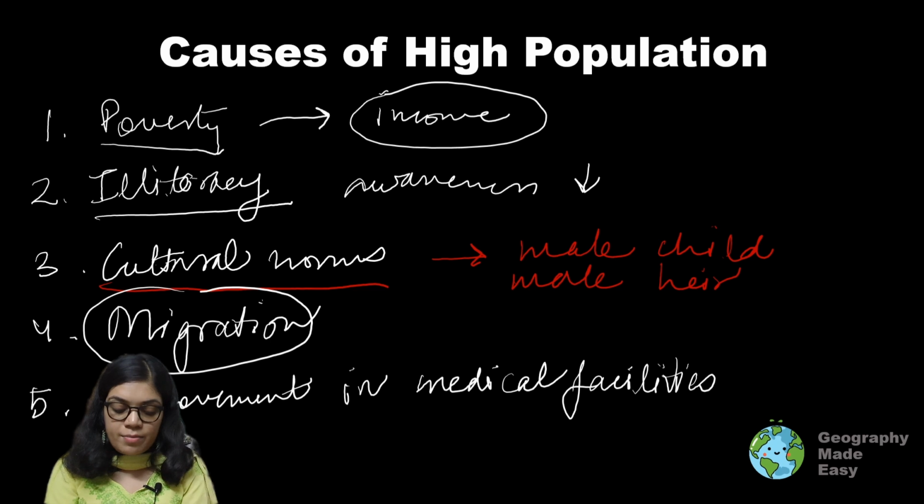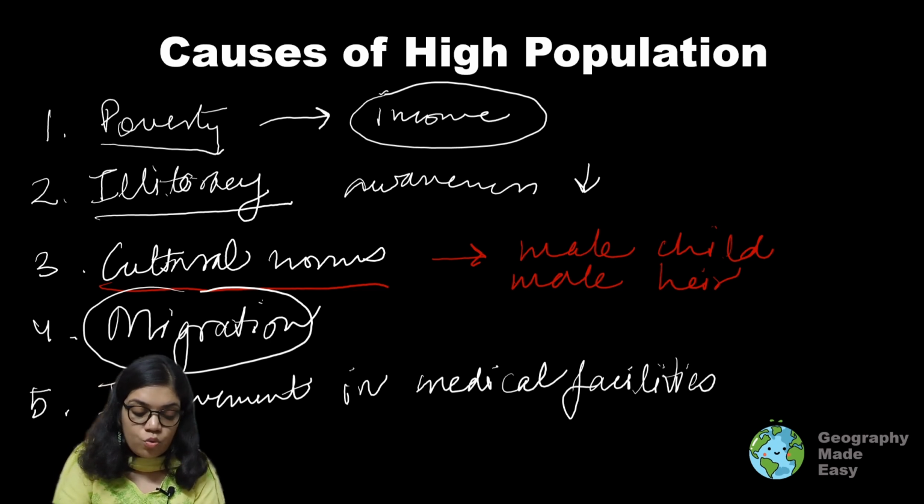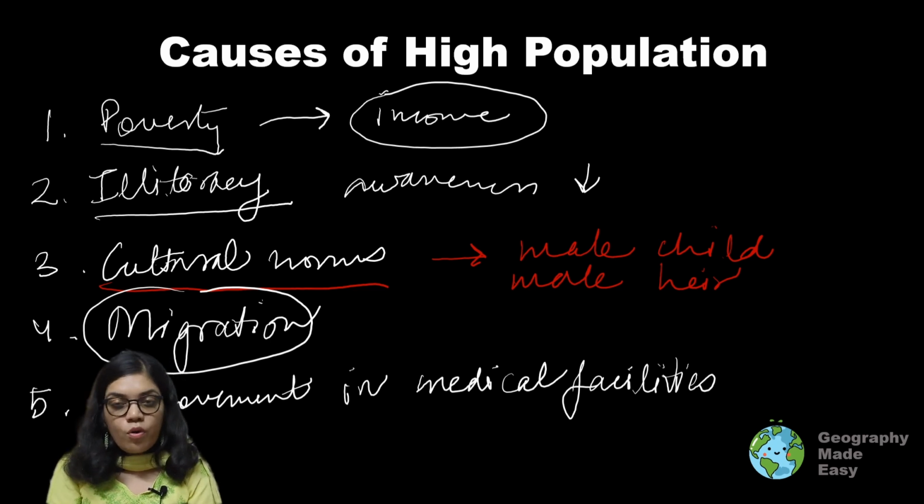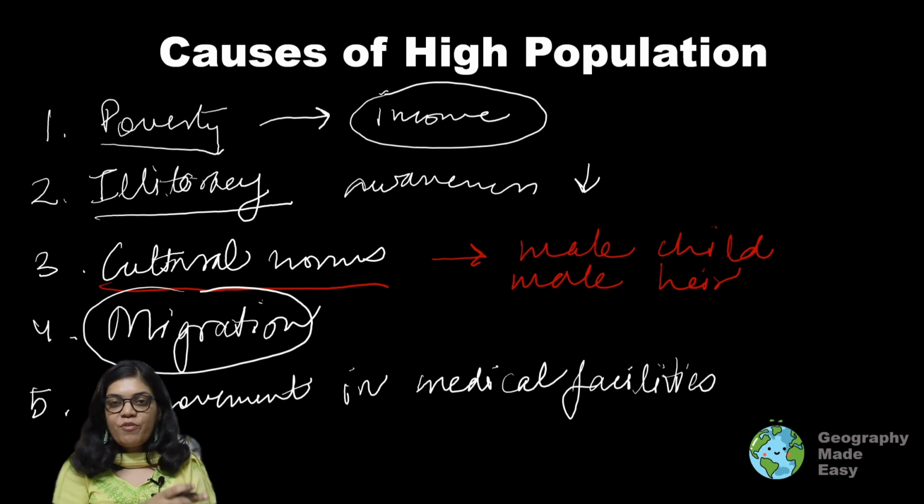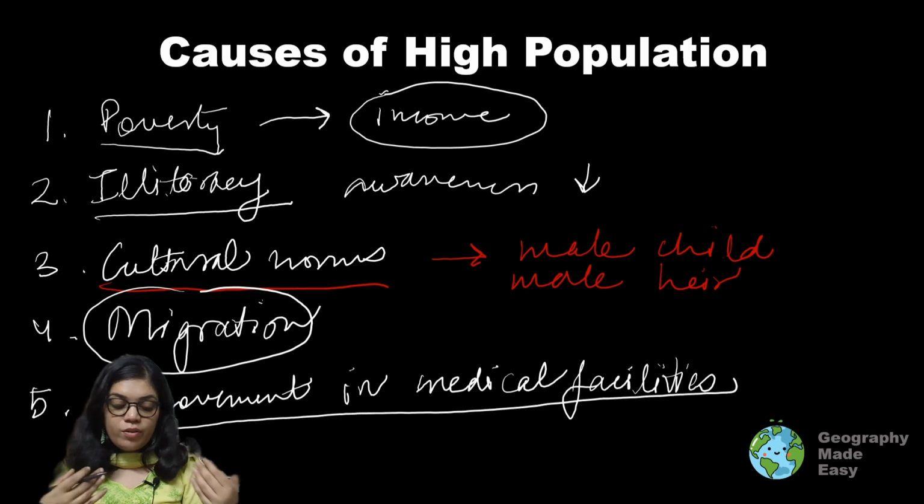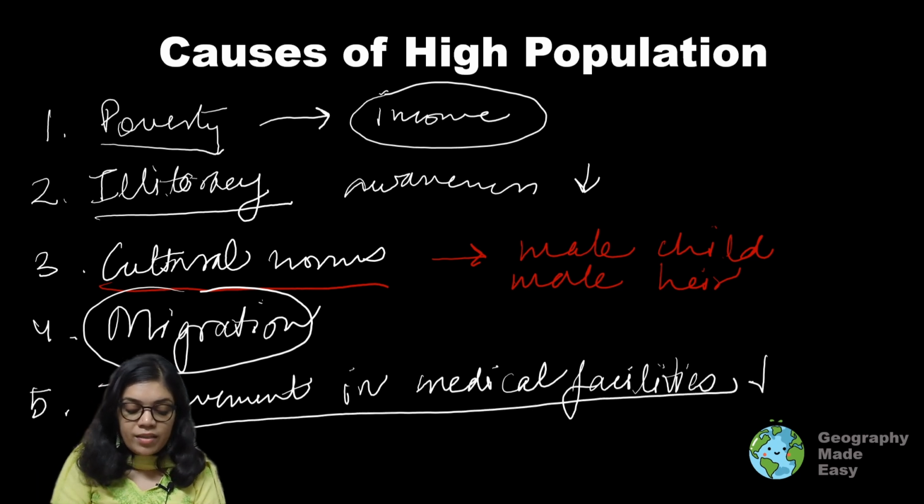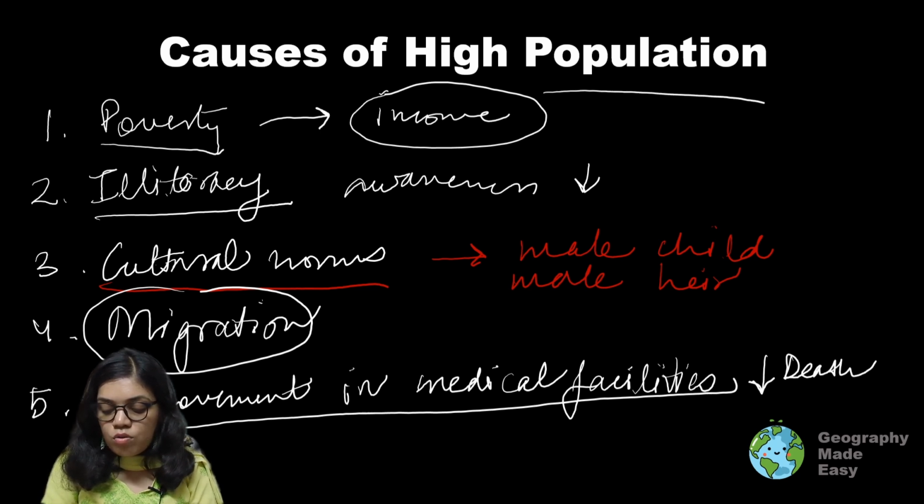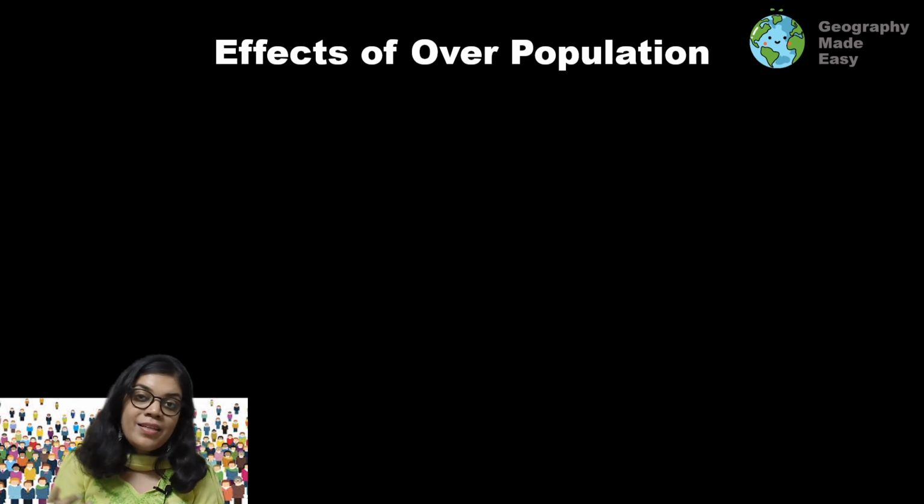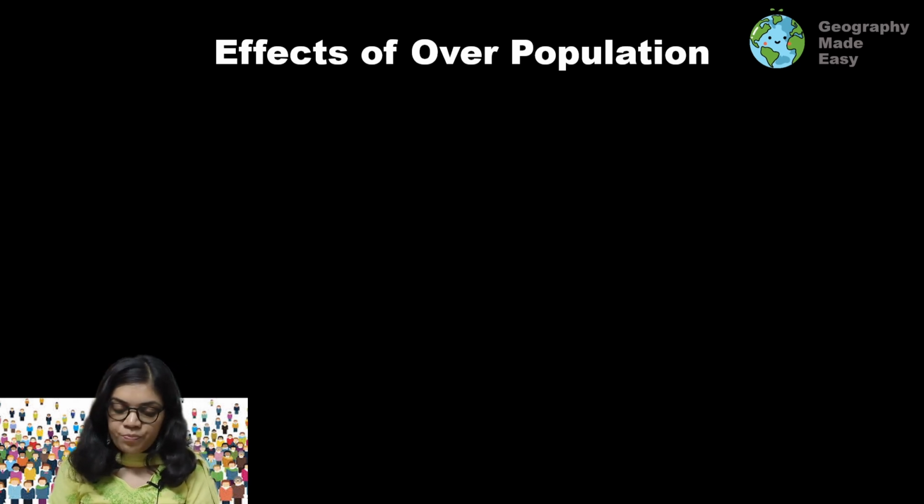The fourth point here is migration, and migration leads to higher population. So the place where there is in-migration, we see that the population increases. The place from where the population is migrating out, we see that the population there is decreasing. And improvement in medical facilities has led to a reduction in deaths. So this also causes an increase in the population. And let us move on.